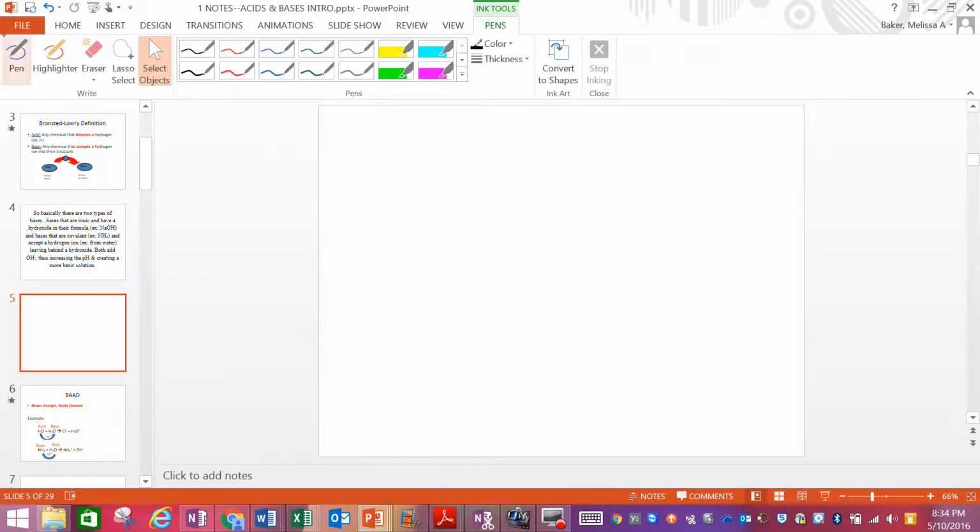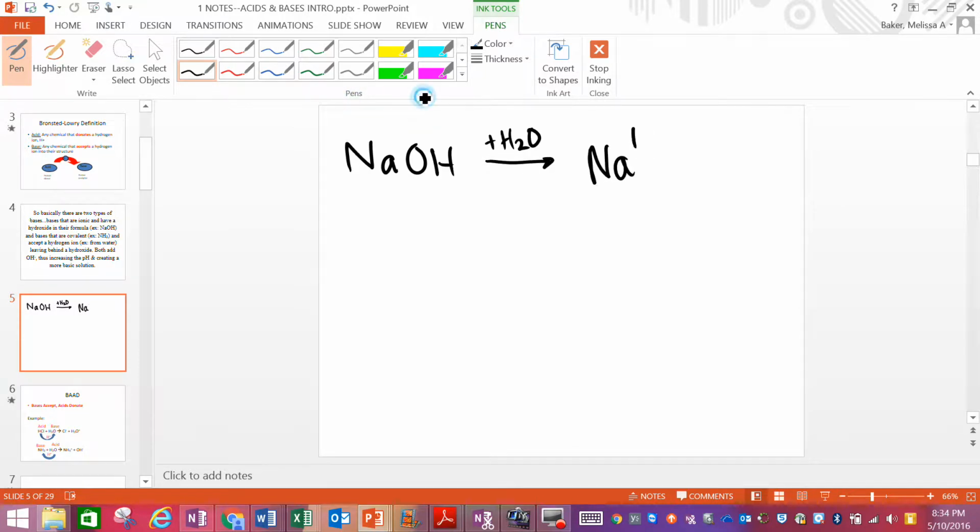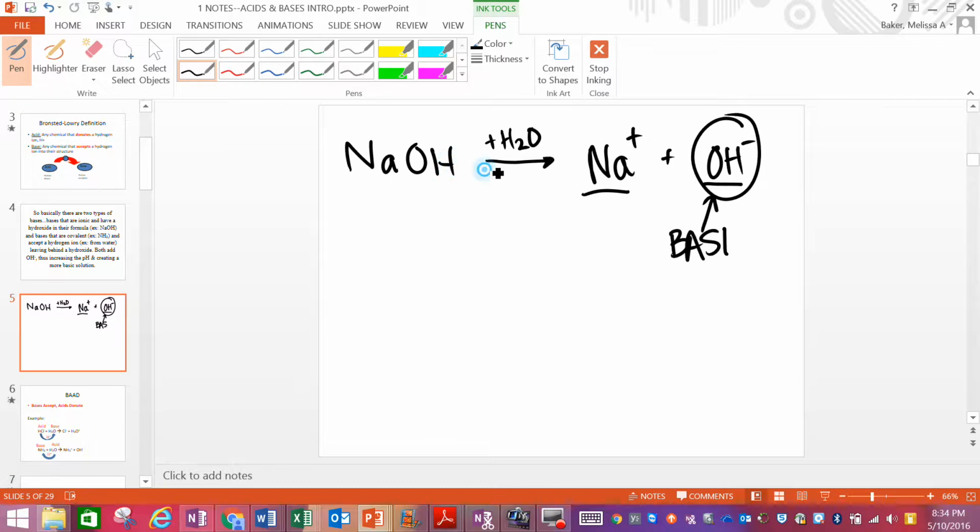So let's draw a picture here. If I add some sodium hydroxide into some water, I dissolve it in some water. This isn't a reaction, it's a physical change. That sodium gets ripped apart from the hydroxide. The water molecules, because of their polarity, pull that sodium away from the hydroxide. And notice here, anytime you see hydroxide, you should have a bell go off in your head that says, this has created a basic solution.